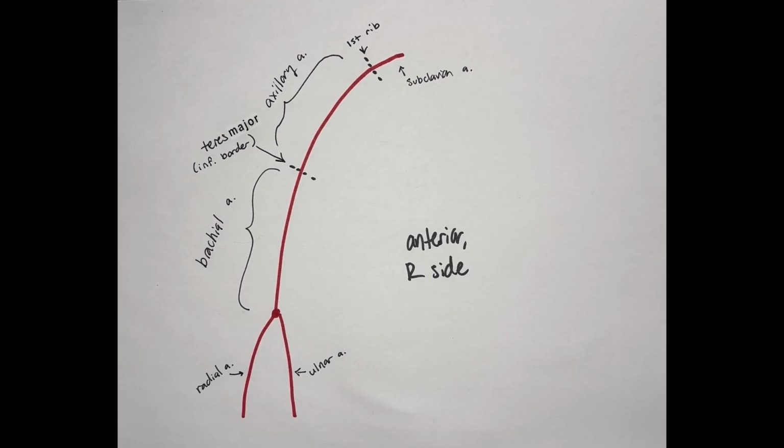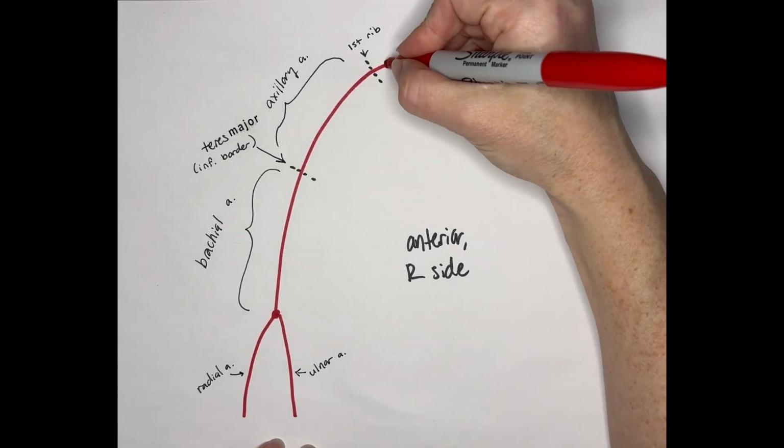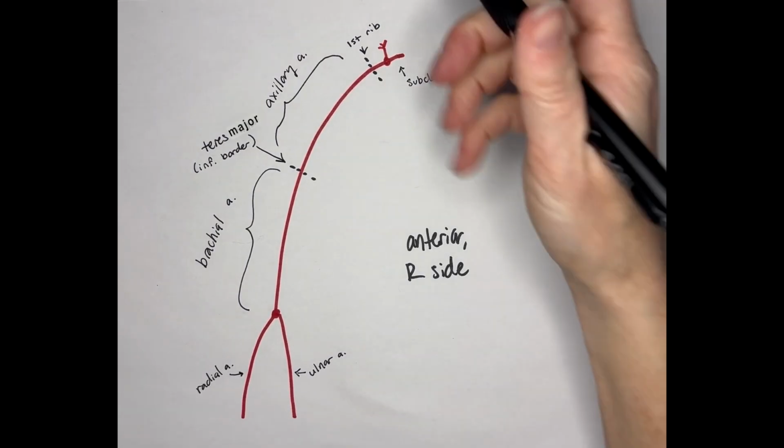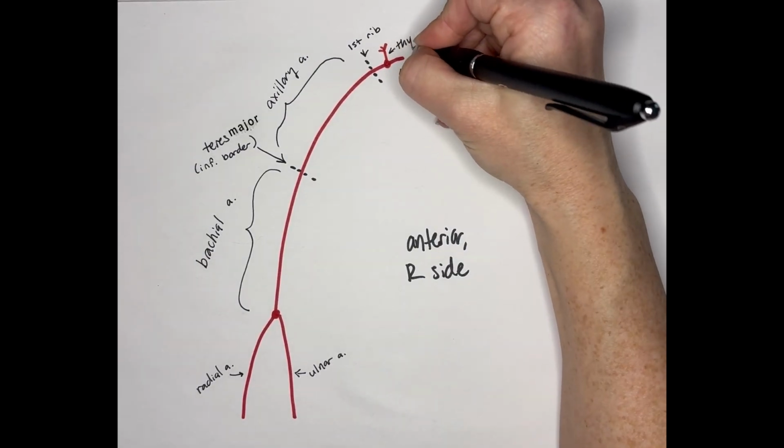Now we can start adding in our branches. There's one branch of the subclavian artery that's going to be relevant to the upper limb, and that is the thyrocervical trunk.